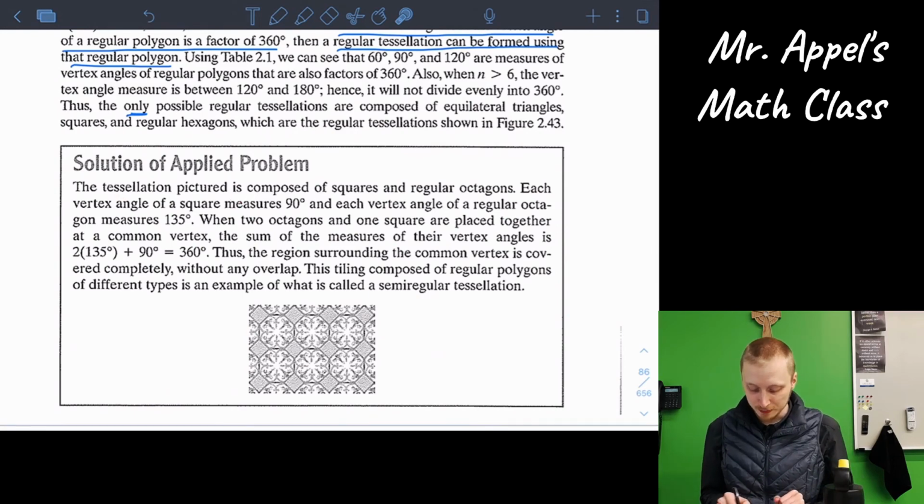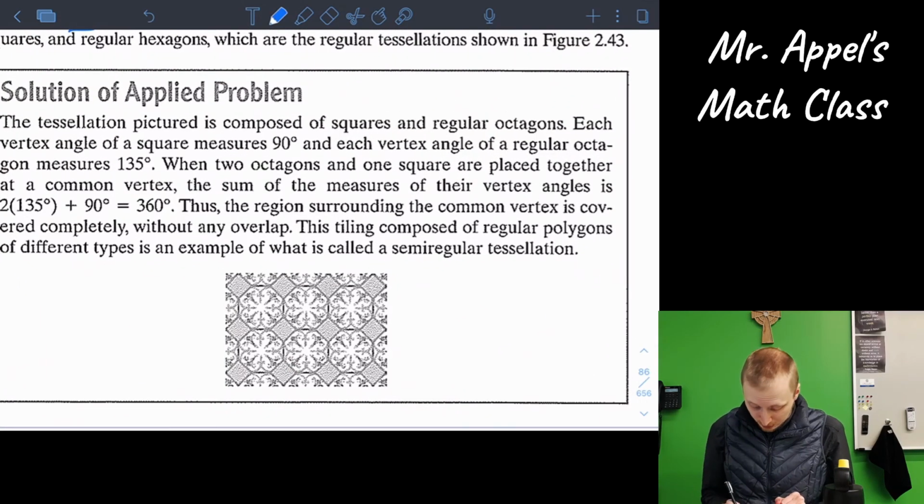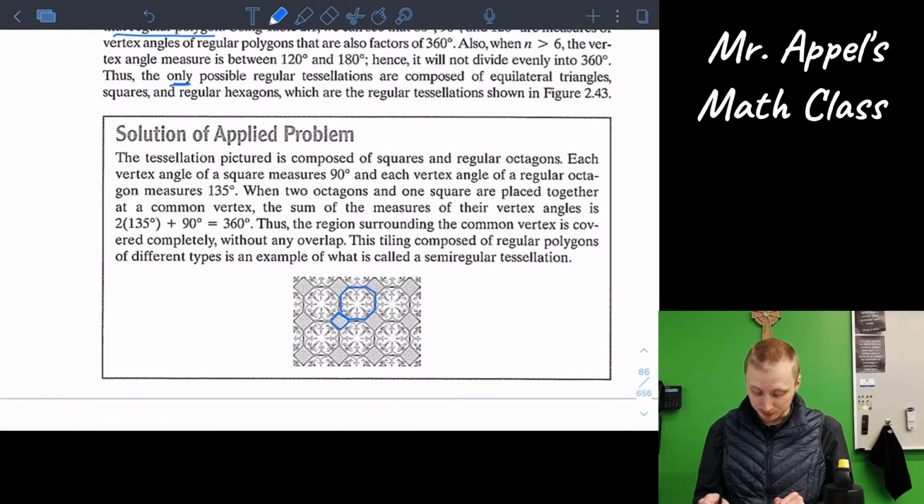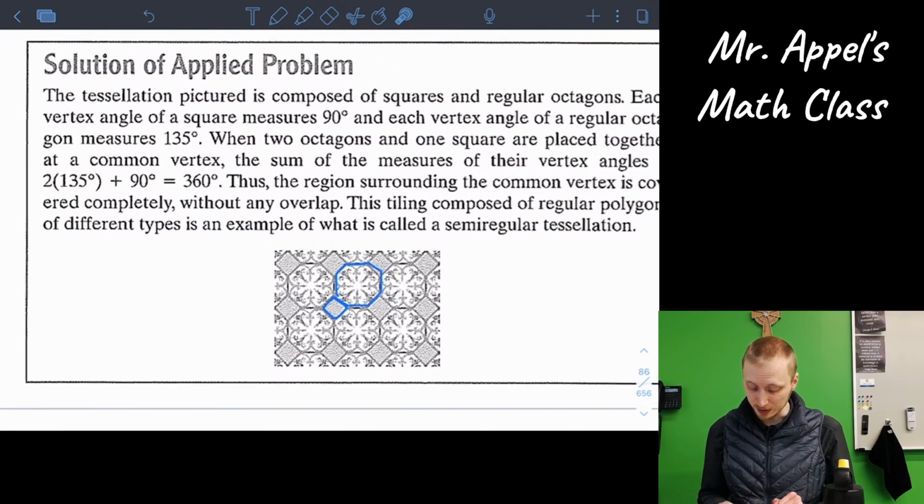The tessellation pictured is composed of squares and regular octagons. If that wasn't immediately obvious, let me outline them for you. We have squares here, and 1, 2, 3, 4, 5, 6, 7, 8, an octagon there. Each vertex angle of a square measures 90 degrees, and each vertex angle of a regular octagon measures 135 degrees. When 2 octagons and 1 square are placed together at a common vertex, the sum of the measures of their vertex angles is 2 times 135 plus 90 equals 360 degrees.